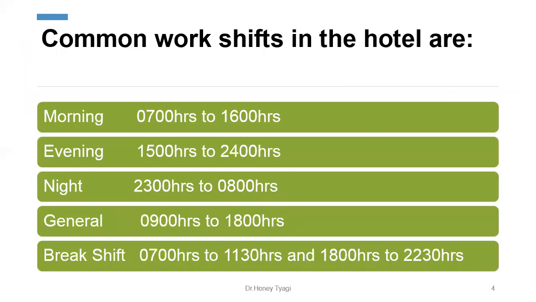Common work shifts in the hotel are, in India, most of the shifts are 9 hour shifts and have 1 hour overlaps. Morning 0700 hours to 1600 hours, evening 1500 hours to 2400 hours, night shift 2300 hours to 0800 hours next morning, general shift 0900 hours to 1800 hours, break shift 0700 hours to 1130 hours, and 1800 hours in the evening to 2230 hours.